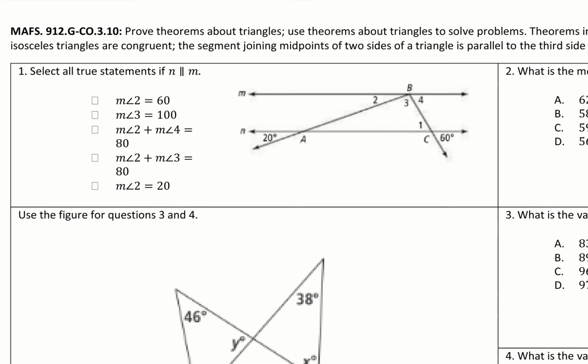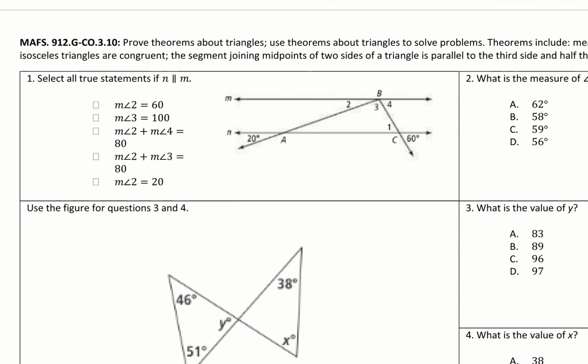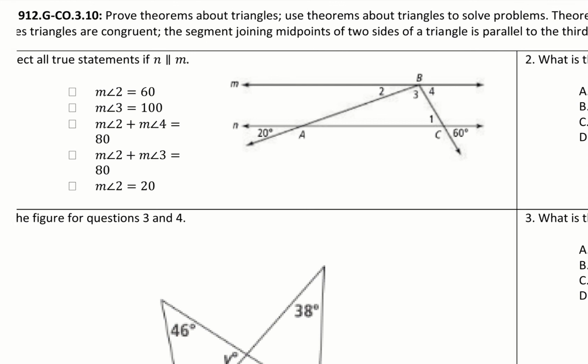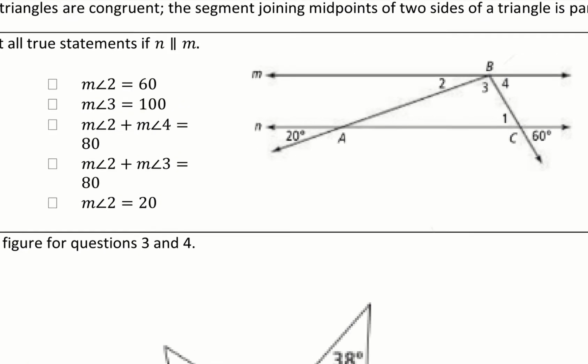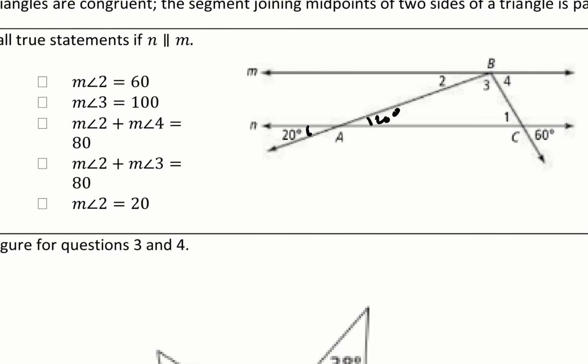All right, so for this one, prove theorems about triangles and use theorems about triangles to solve problems. So for this one, we got some parallel lines and all that stuff as well. So give me a second and we'll start looking at this problem here. So for angle 2, it says angle 2 is equal to 60. Let's go ahead and figure out all this stuff. Well, if this is 20, then this is 20, right? So we know that much. Those are congruent. And if that's 20, this is 20. Why? Because they told us that these are parallel, and this is a transversal. So these are alternate interior angles. Alternate interior angles are congruent. So that's equal to 20. So that means I know now that angle 2 is 20.